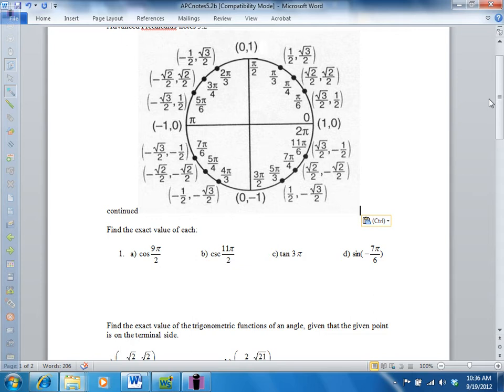Oh, I didn't give you the new sheet yet? Did anyone not get that second sheet? Okay.